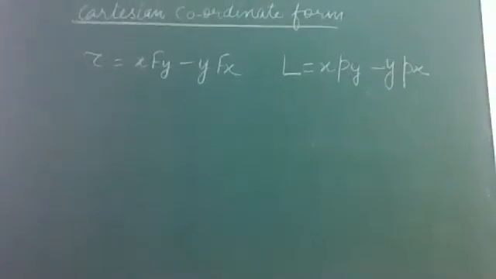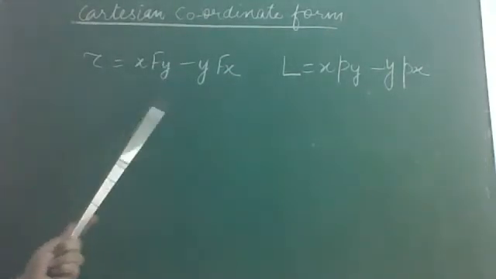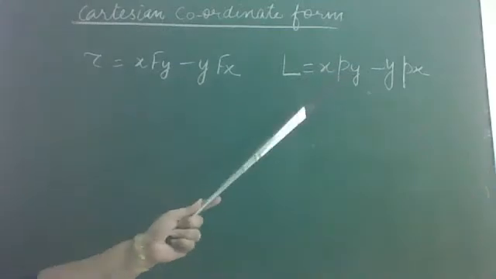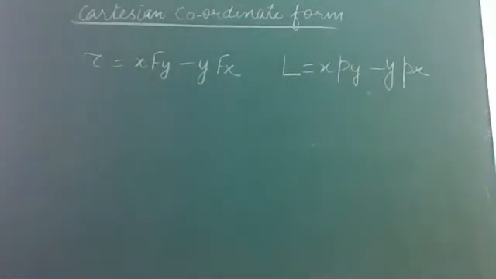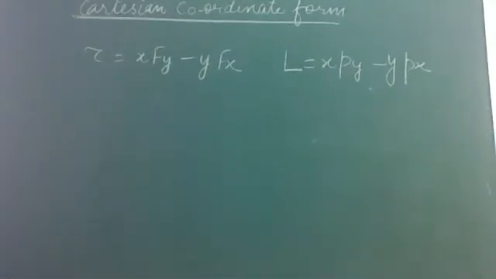So this is the Cartesian coordinate form of both torque and angular momentum. I repeat, you must be aware of this: if the derivation is asked, that is, derive the Cartesian coordinate form of torque or angular momentum, then this is the form. And what is the polar form, on the other hand?